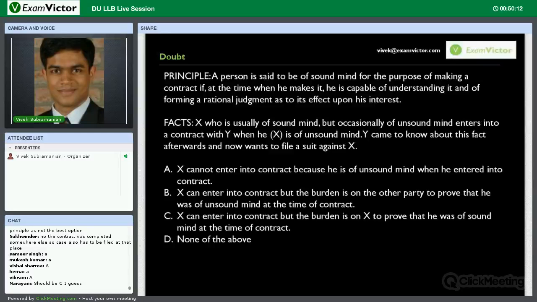So I think it's fairly simple, but still I'll give you half a minute to go through the facts and principles once again, and then we'll discuss the answer.